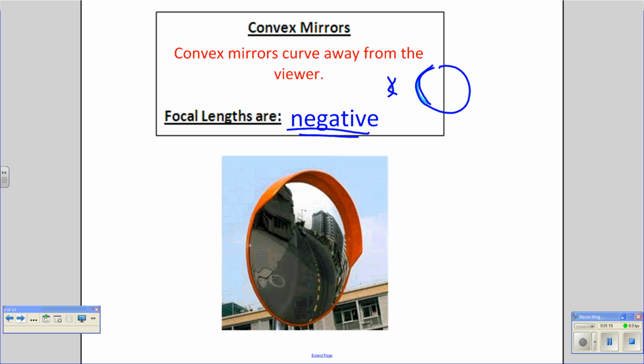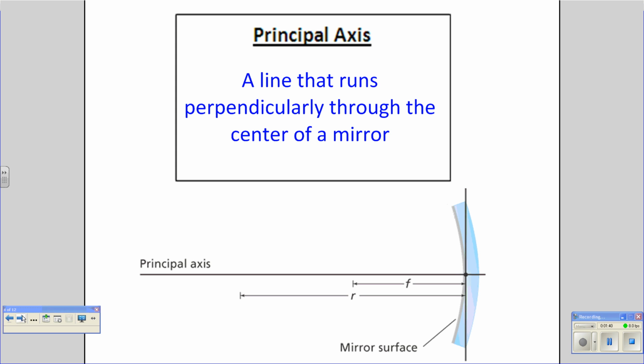Now, convex mirrors are vexing. They are vexing because you've got to remember to make sure that you put your focal length as negative. I could tell you that you have a focal length of 2, and that is a convex mirror. And you have to say, oh my gosh, that means it is a negative 2. So convex mirrors are vexing in that way. You've got to make sure you remember to make your focal length negative.